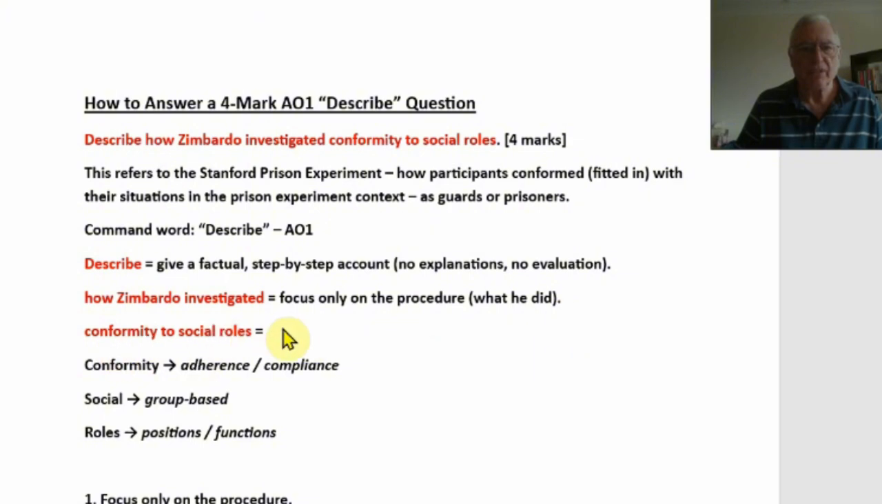And then conformity to social roles, that's adherence, compliance. Social is group-based, and roles, positions, or functions. So I've kind of repeated myself to make it absolutely clear.